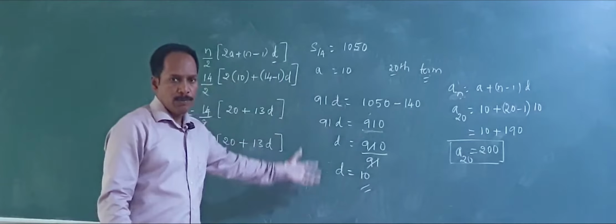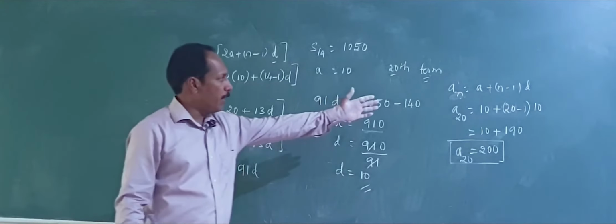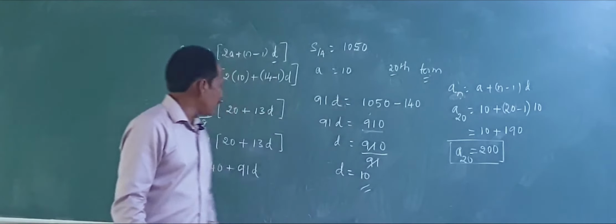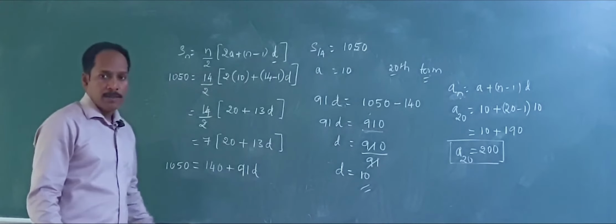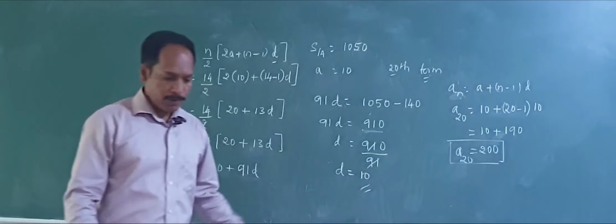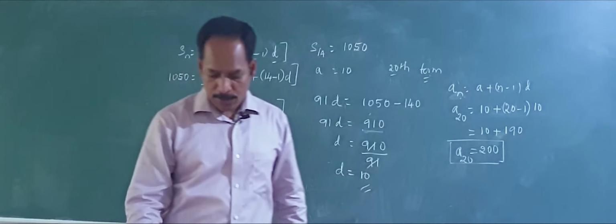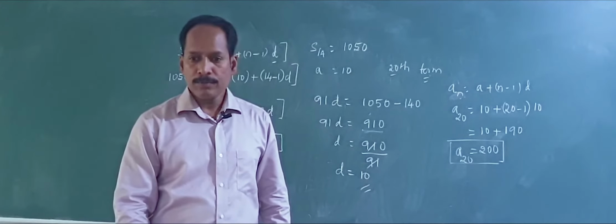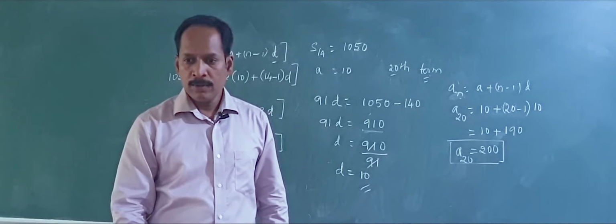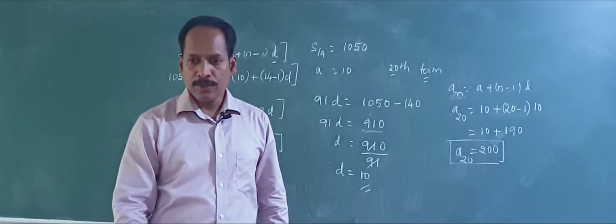So we have used both arithmetic progression formulas: an is equal to a plus n minus 1 into d, and then Sn is equal to n by 2 into 2a plus n minus 1 into d. So you have to use both. This is an interesting problem. I think you can understand now, no problem. We'll take the next problem.